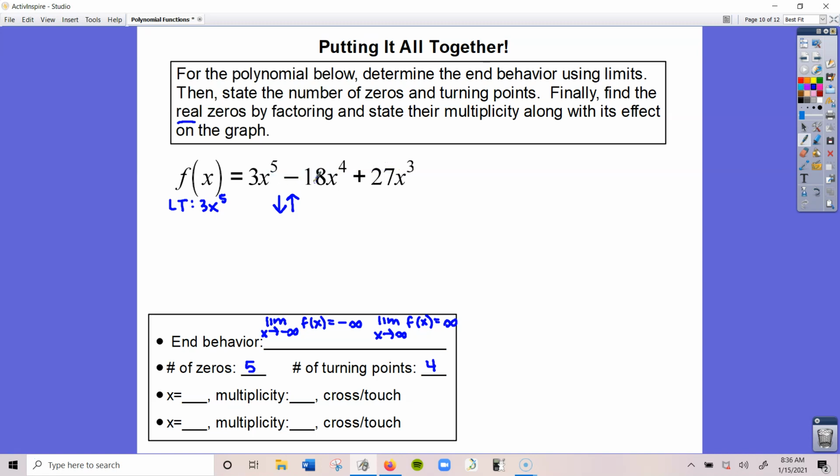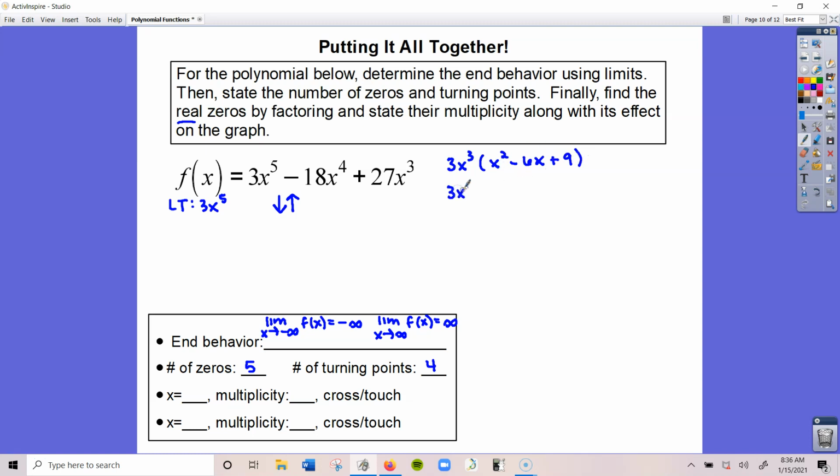But in terms of the x's, you can only factor out the least amount. So look for the least amount of x's, which is, in this case, to the third. So we would say that we can factor a 3x to the third. And if I do that, I would get x squared minus 6x plus 9. And I can keep factoring this as well.